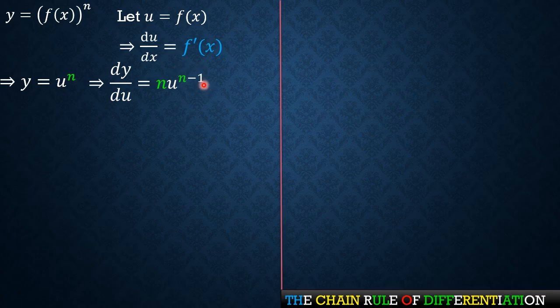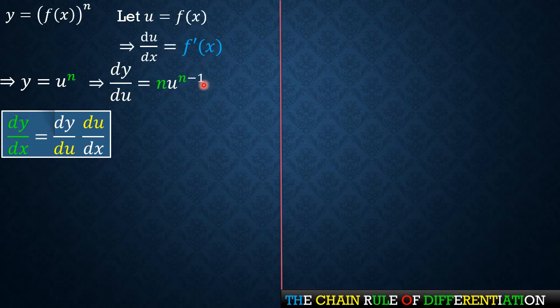Great, guys. Now it therefore means that our dy by dx simply becomes, as we saw initially, though we had t instead of u, dy by du times du by dx. What is dy by du, guys? It is n u raised to the power n minus 1. What is du by dx, guys? It is f prime of x. Great.